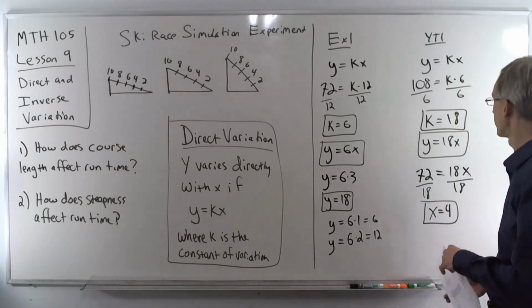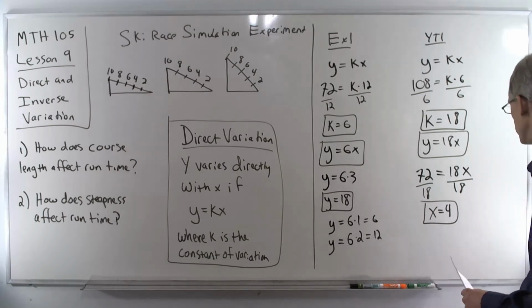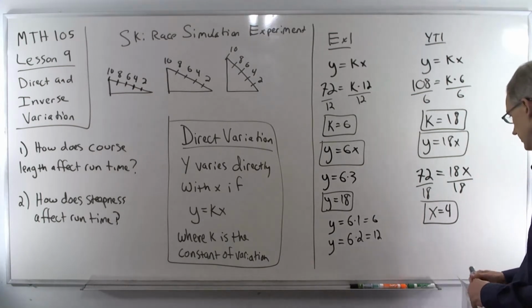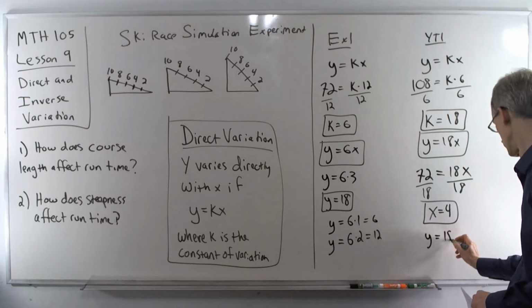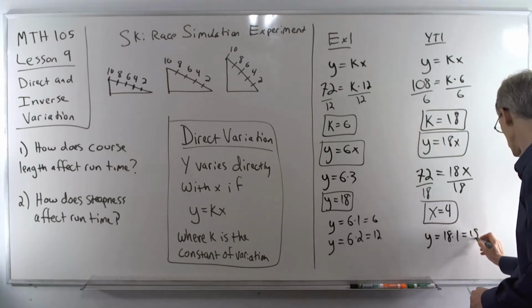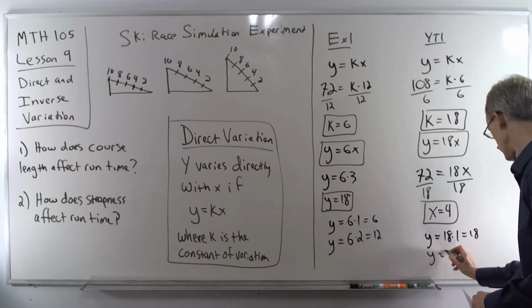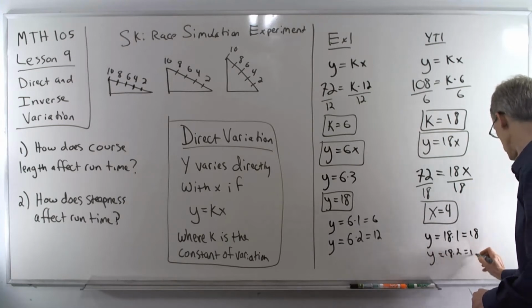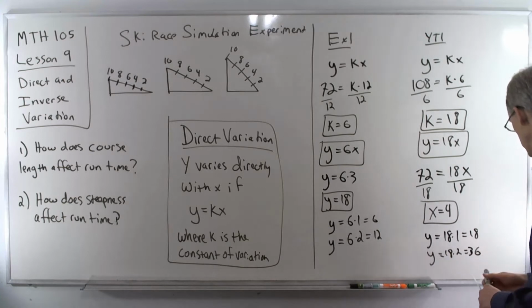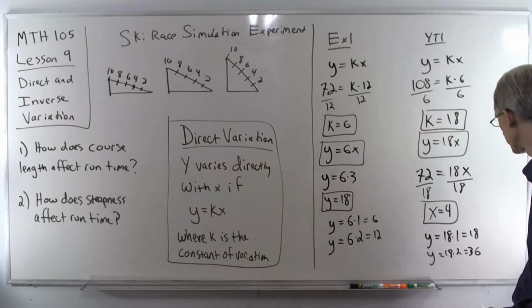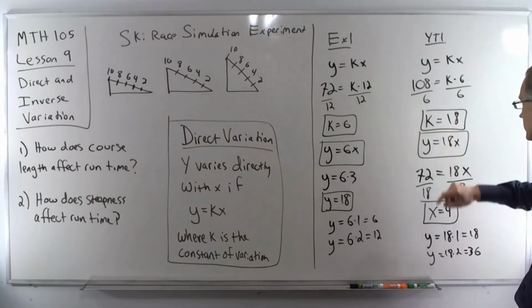Okay, go ahead and do that for the one we just did here. All right, so we got 18 when we plug in 1 and 36 when we plug in 2. As you see, y is increasing by 18 every time x increases by 1. And that's our constant of variation.